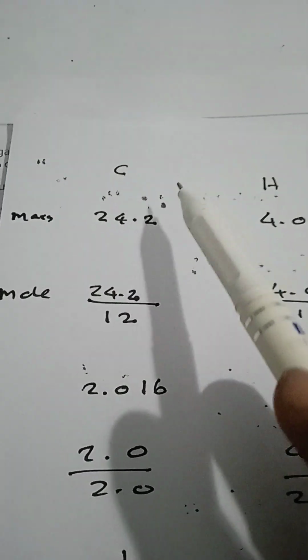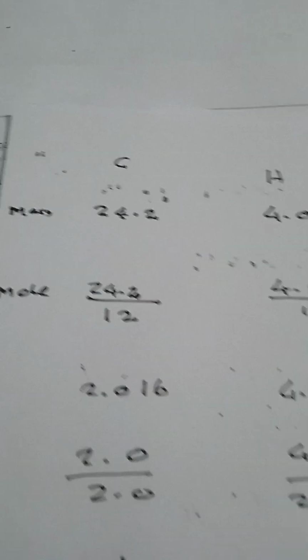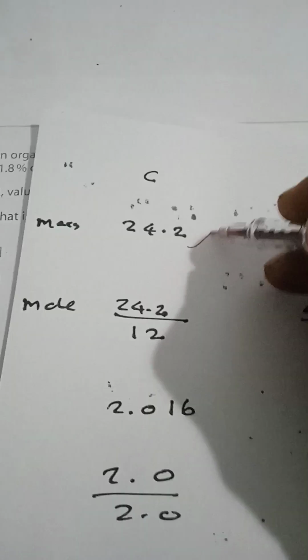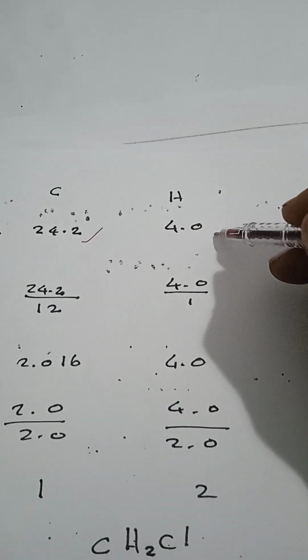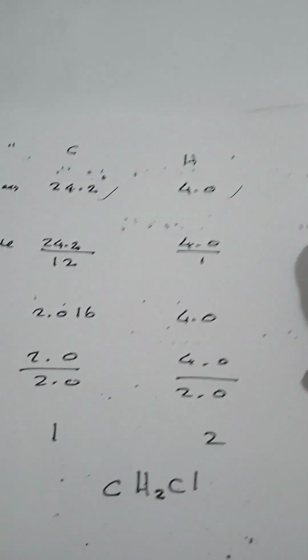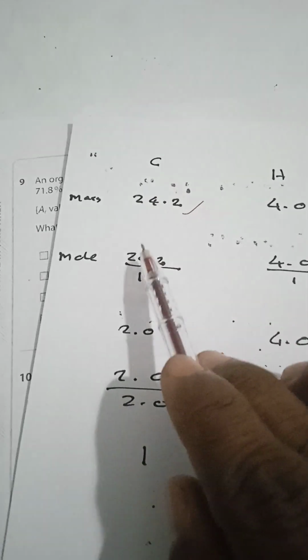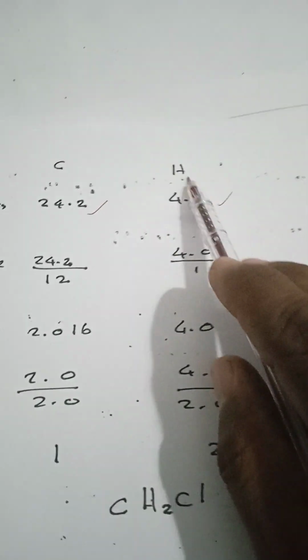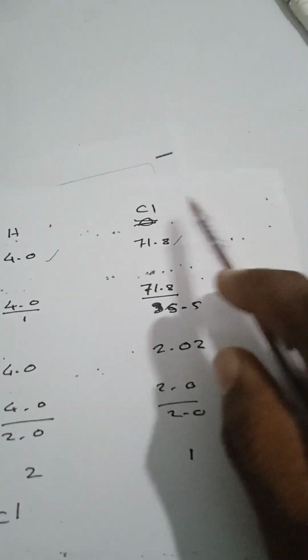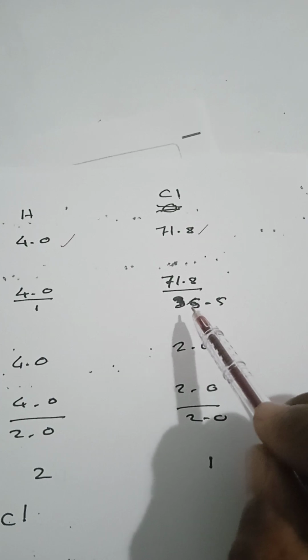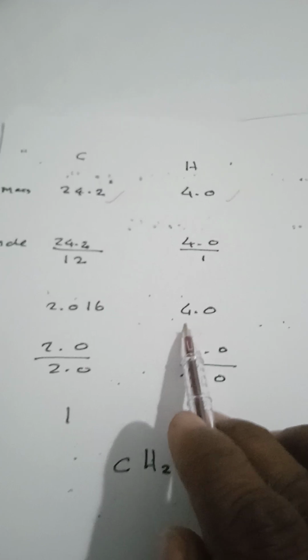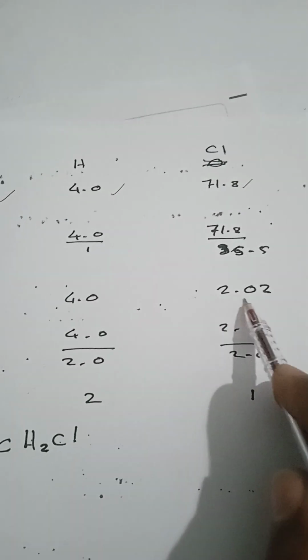They have given the mass of carbon, 24.2, the mass of hydrogen, 4.0, and the mass of chlorine, 71.8. Now we don't like the masses, we want moles in chemistry. So I want to find the carbon moles, 24.2 divided by 12, hydrogen moles 4 divided by 1, and chlorine moles 71.8 divided by 35.5. And then here it goes 2.016, and here it is exactly 4.0, and here it is 2.02.